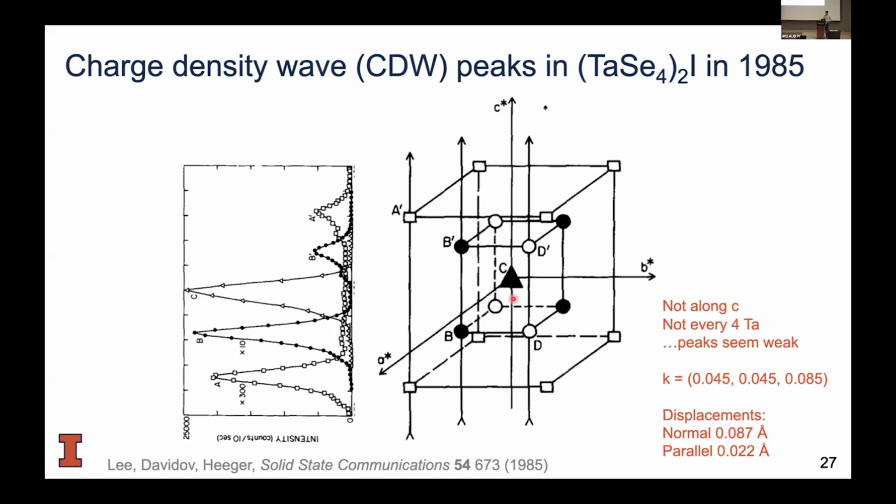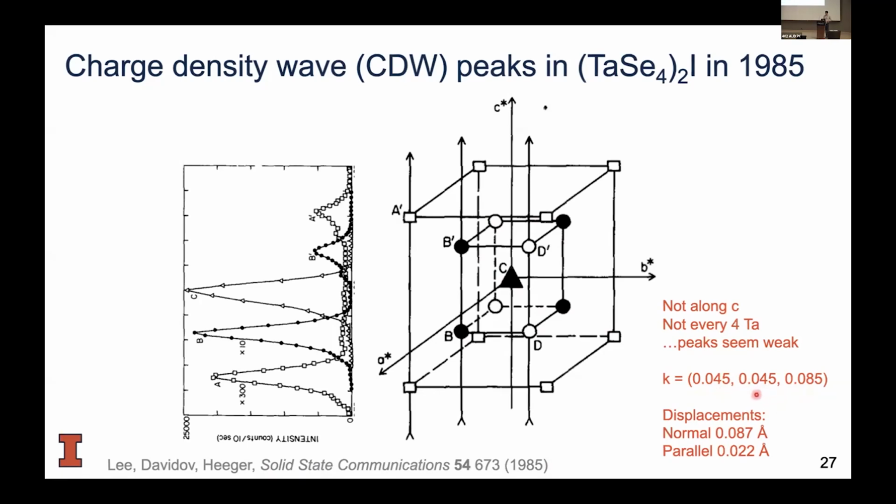So here's the Bragg peak in C, and this picture is from Alan Heeger's lab in 1985. Alan Heeger got the Nobel Prize for polyacetylene conducting polymers. So they were also charge density wave people, right? It has this Bragg peak right here, and these are the first superstructure peaks. They have this weird K vector. It's 0.045, 0.045, 0.085, which is some kind of off diagonal direction.